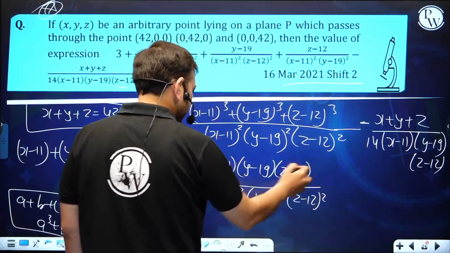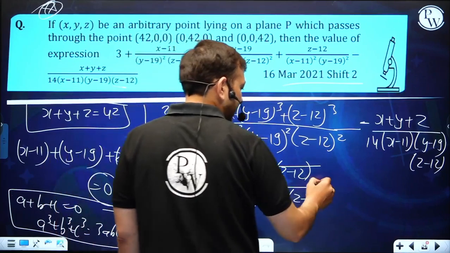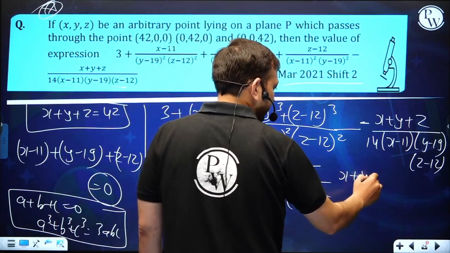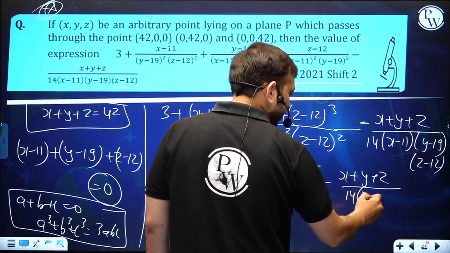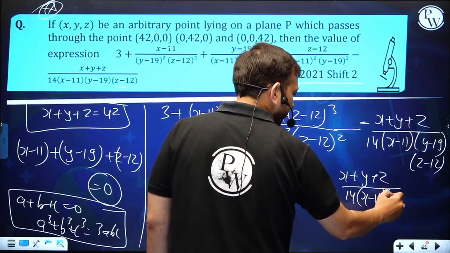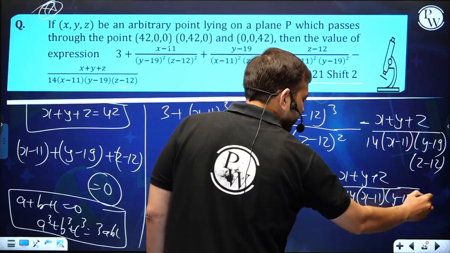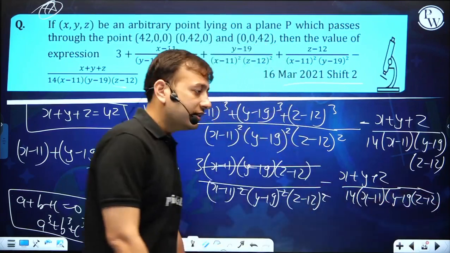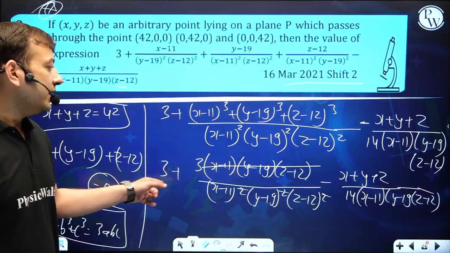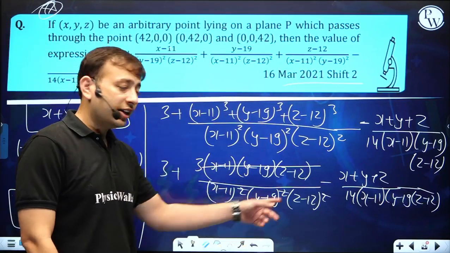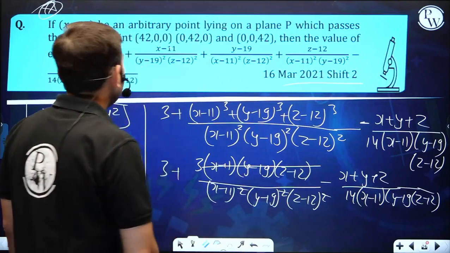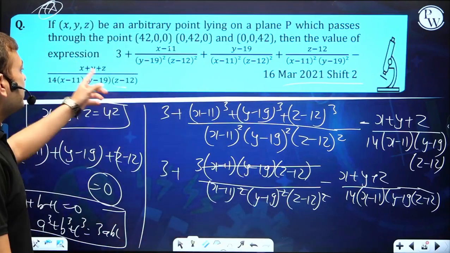Like this. So, this will get cancelled. This is (x + y + z)/14, x minus 11, y minus 19, and z minus 12, like this. Now, I can take the LCM because this is getting cancelled. Now, they are asking for the value of this expression.